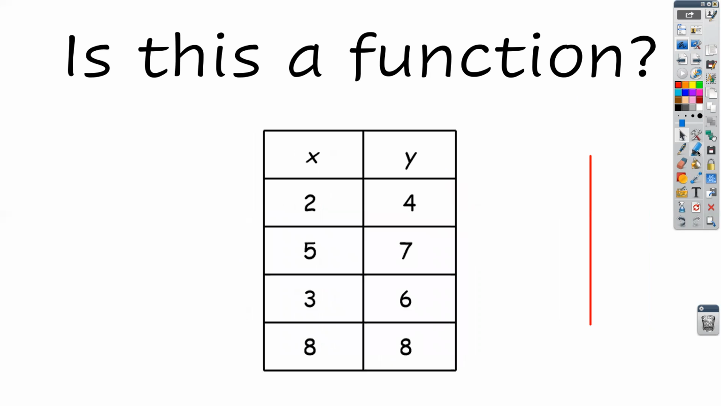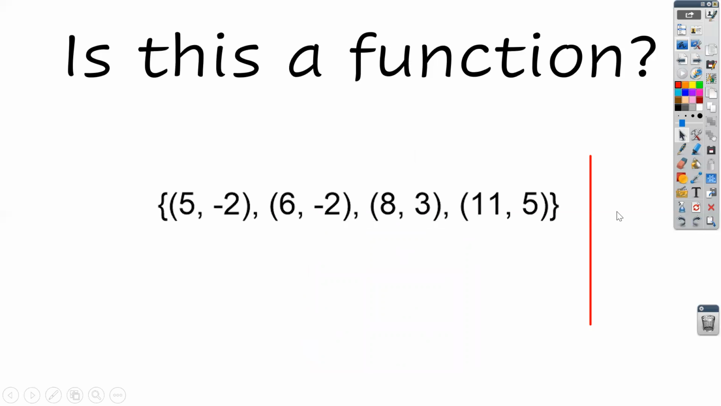Is this a function? Remember, looking at your x values. None of those numbers repeat, so that looks good. So yes, it is a function. Again, x values of a 5, a 6, an 8, and 11. None of them repeat, so yes, it is a function.